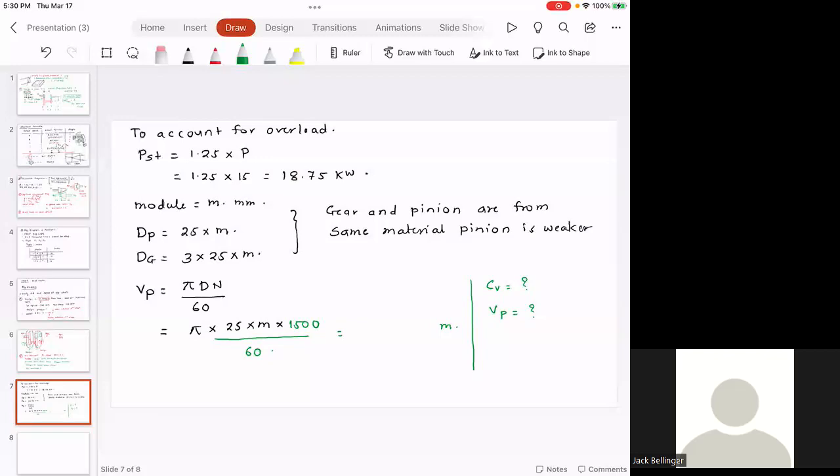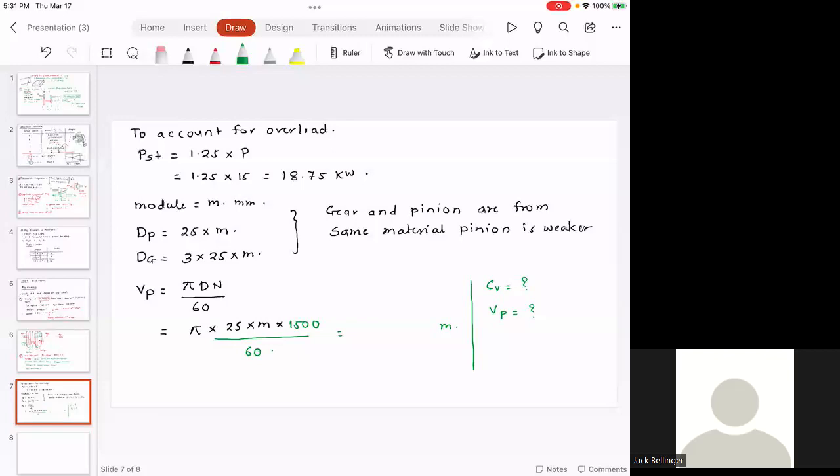So 18.75 kilowatt is a decent size power. It's not a very small power. If you are going up to 5 kilowatt, you would usually expect to see a module from 3 to 4 millimeters. If you go about 5 to 20 kilowatt, you would see modules somewhere between 4 to 6, 7, 8 millimeter. If you go beyond 20, 25, then you are going to see really big modules like 8 to 10. So with that in mind, I would guess the module would be somewhere between 5 to 8. I don't know the exact number. Module will be something in between 5 to 8.